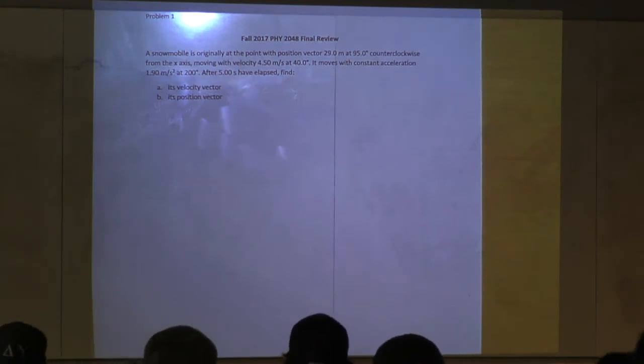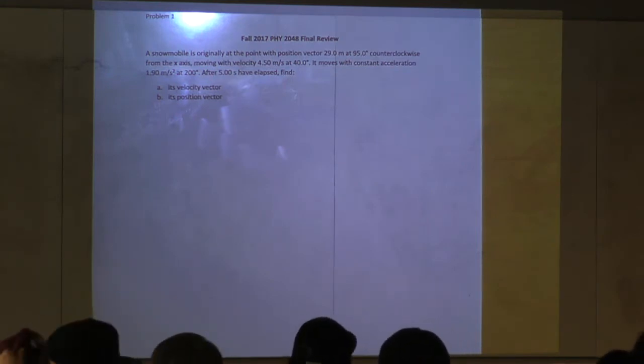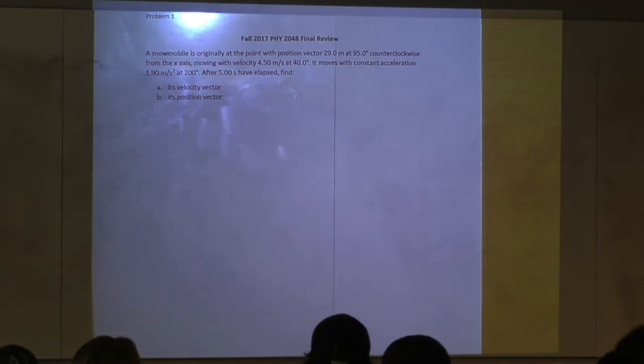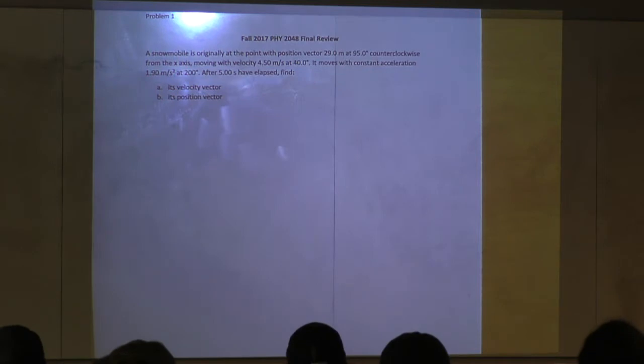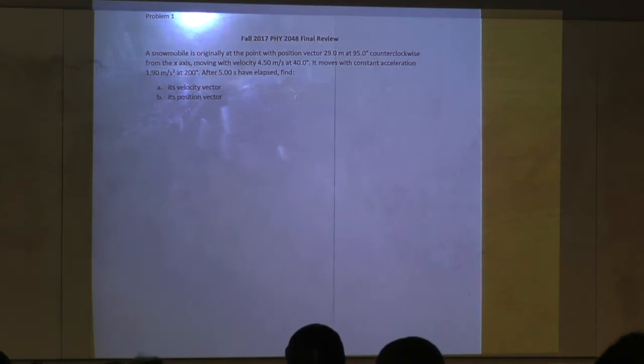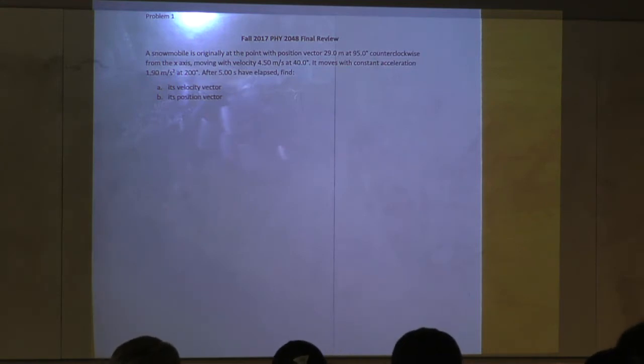Okay. So first problem. A snowmobile is originally positioned with position vector 29 meters at 95 degrees counterclockwise from the x-axis. And then it has a velocity of 4.5 meters per second at 40 degrees, and a constant acceleration of 1.9 meters per second squared at 200 degrees. After 5 seconds, find the position vector and velocity vector.